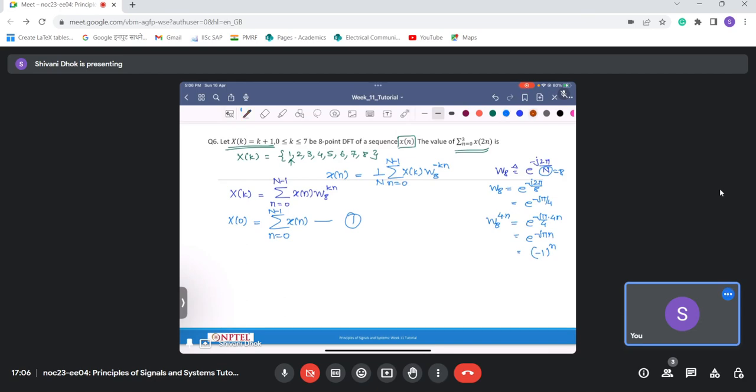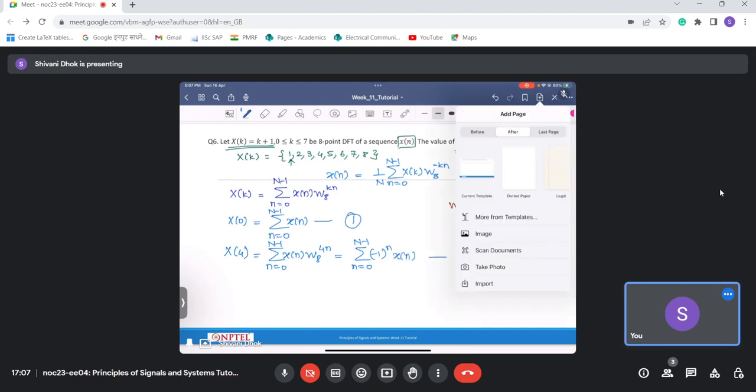So what I am doing here is I am basically considering w8 kn evaluated at k equal to 4. Okay, so by using this what we have obtained, if I consider x4, this I can write as summation n running from 0 to n minus 1 xn into w8 4n, which I can write as summation n running from 0 to n minus 1 minus 1 to the power n xn. This is my second equation. Any questions till this point?